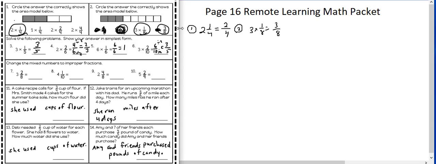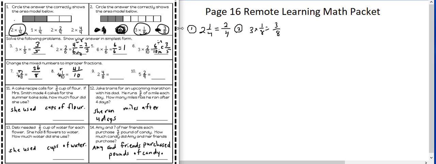Number 7, change the mixed number to an improper fraction. All right, so on page 15, we went over this in a little more depth, so I'm just going to do it the easy way. We multiply, and then we add. 3 times 8, 24, 25, 26. Denominator stays the same. We multiply, and then we add. 4 times 10, 40, plus 1, 41.